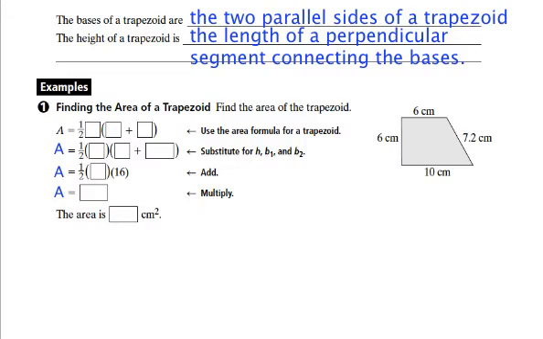Example 1. Finding the area of a trapezoid. Find the area of the trapezoid. We start with the formula. A equals 1/2 h times the quantity B1 plus B2. Well, our height is 6 because that's the perpendicular to the two parallel bases. Our bases are 6 and 10 because those are parallel lines of the trapezoid. 6 plus 10 is 16, so we now have 1/2 times 6 times 16. So the area equals 48 centimeters squared.